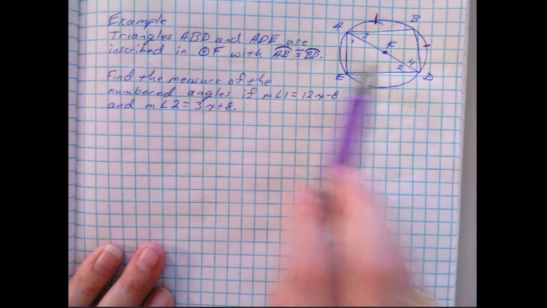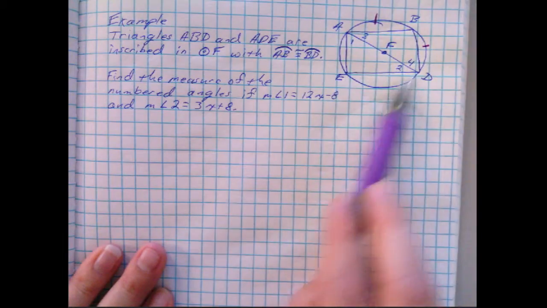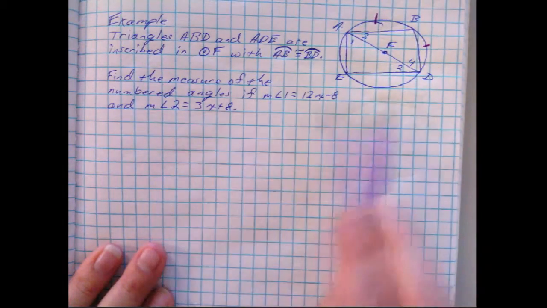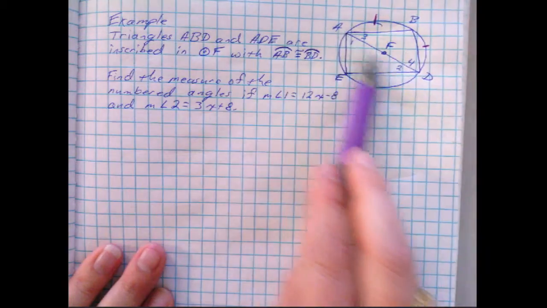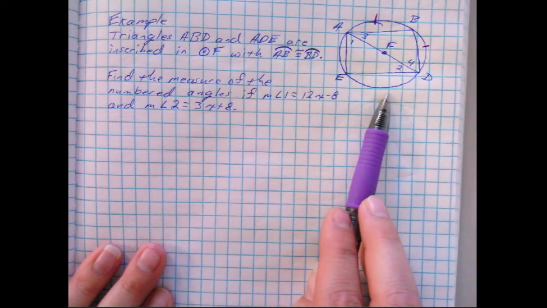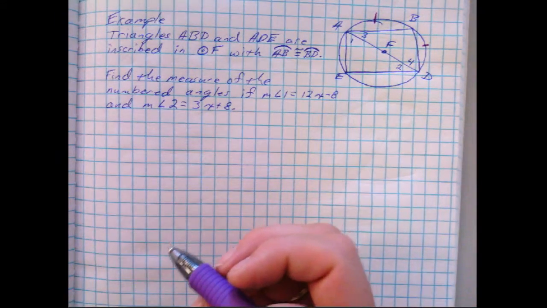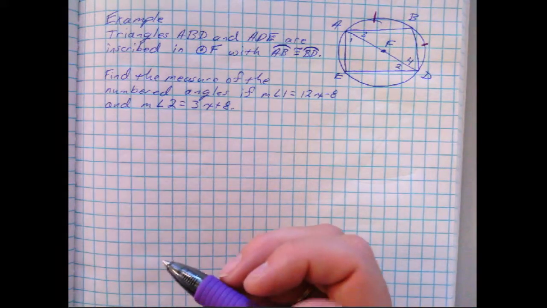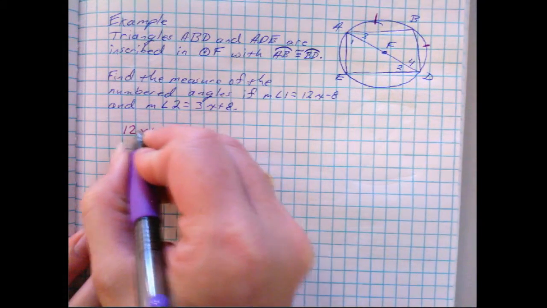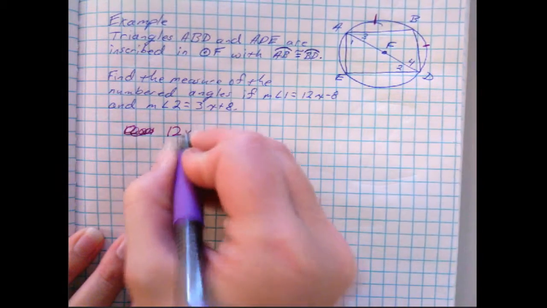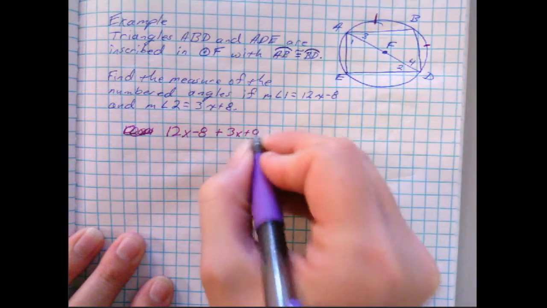Okay, so let's look at those. So angle 1, we're intercepting ED, and angle 2, we're intercepting AE. So if you notice, those are the two pieces on this side of our diameter, so those have to add up to 180. Okay, so we're just going to add those two expressions together. So we have 12x minus 8 plus our 3x plus 8.